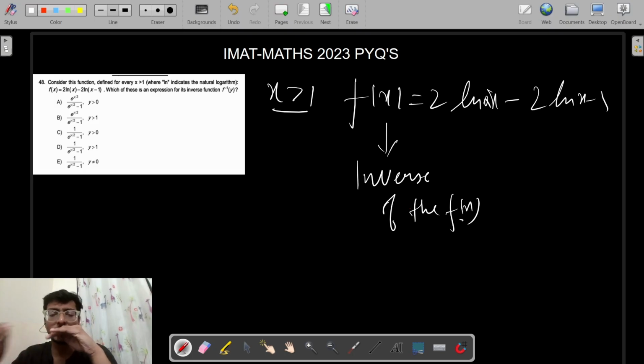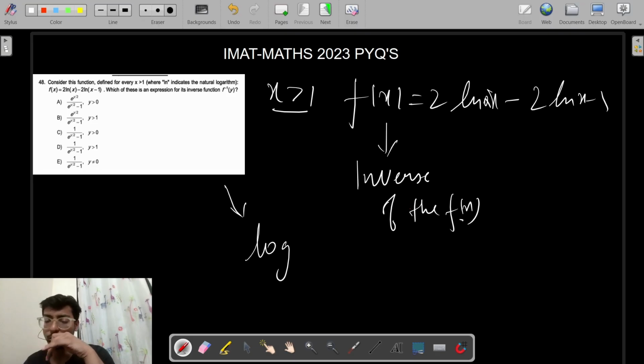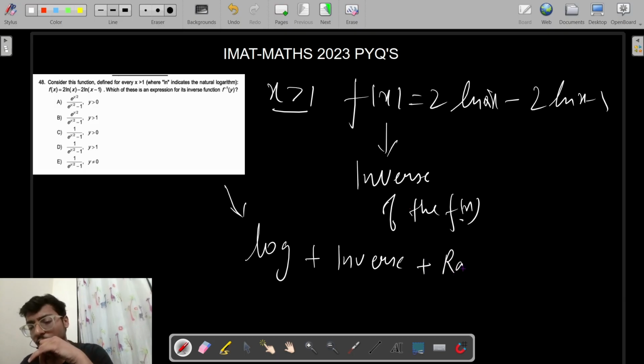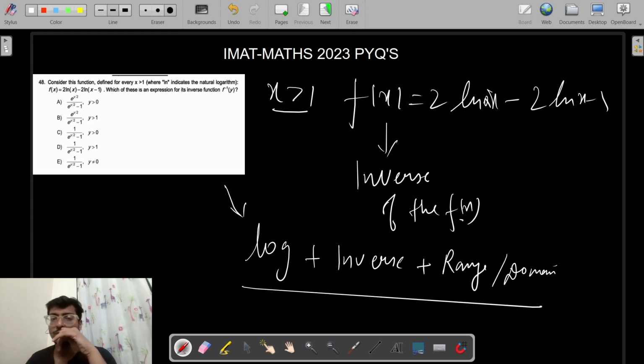To find the inverse of a function, there are certain steps that we need to follow. First, let us see what concepts we are applying here. The very first concept comes from the chapter of logarithm. You need to know about logarithm, how to find the inverse of a function, and what the range and domain of a function are. These are the three concepts we are going to use here, and don't worry if you don't know them, you will get to know them in this video. So let's first simplify this term.